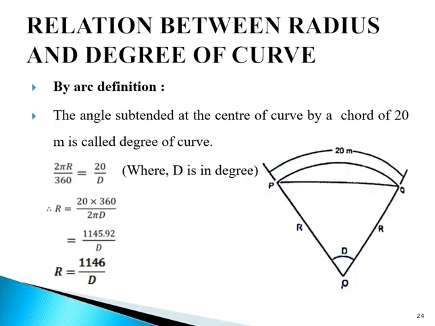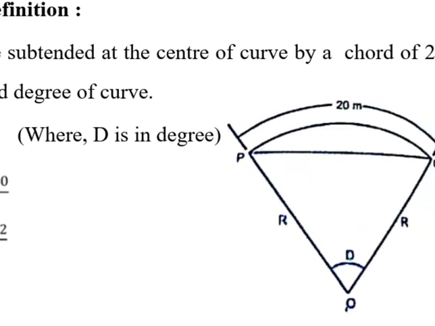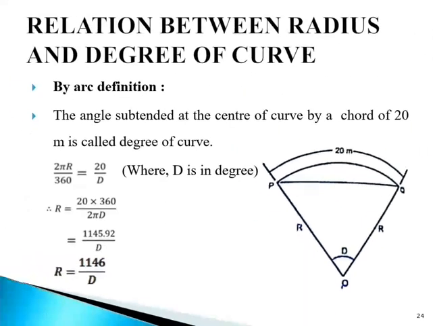Next, by arc definition. We have also seen its definition first: the angle subtended at the center of the curve by an arc of 20 meter is called the degree of curve. You can see all elements here. The 20 meter arc length is here. Where D is in degree, 2 pi R by 360 is equal to 20 by D. Further simplified, R is given by 20 into 360 divided by 2 pi D. Putting in the values, it is given by 1145.92 divided by D. So R is approximately 1146 divided by D. We get the same value by chord definition and by arc definition.